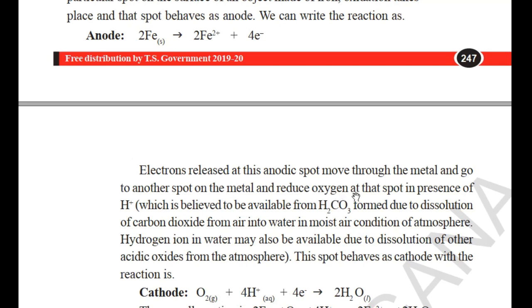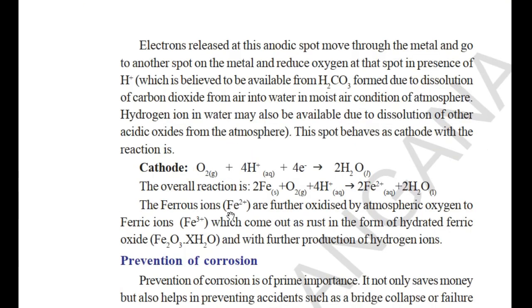And oxygen is reduced at that spot in the presence of H plus ions and carbon dioxide from the air, in the water and moisture conditions of the atmosphere. So hydrogen ions in the air may also be available due to the dissolution of other acidic gases. The spot behaves like a cathode in the reaction. So overall, what happens is, when atmospheric oxygen affects iron, it comes out as rust.